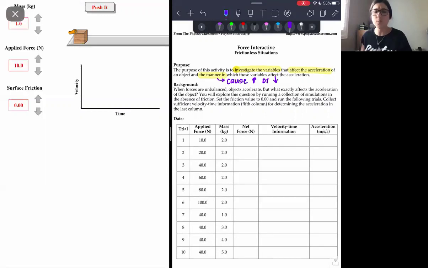So a little bit of background before going into this. When forces are unbalanced, and what I mean by that is I have this remote, and when I accelerate it into the air, I'm accelerating it by applying an unbalanced force upwards on the remote. Whenever an object experiences a force that is unbalanced, it's going to accelerate. But what exactly causes the acceleration of the object?